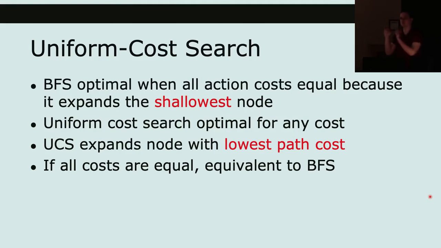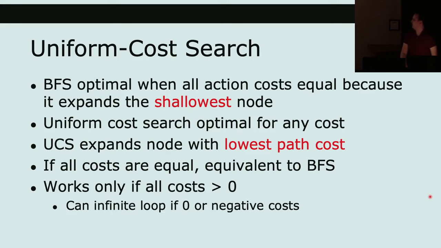When does uniform cost search do the exact same thing as BFS? Well, it would be when all of the costs of your problem are equal. It works only if all costs are greater than 0, but just like this whole search algorithm business, if the costs are equal to or less than 0, then we can't make any guarantees anyway.